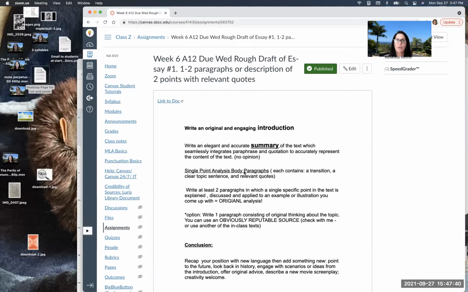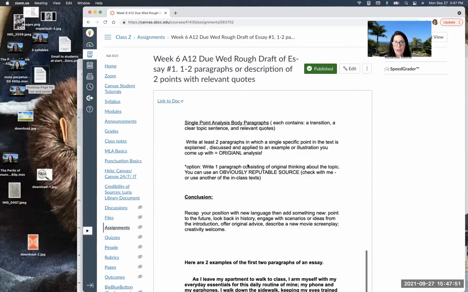Remember, it's not math we're doing here. It is expression through language. And every analysis paragraph has to have some original insight. We have to kind of hear you in there. Okay.